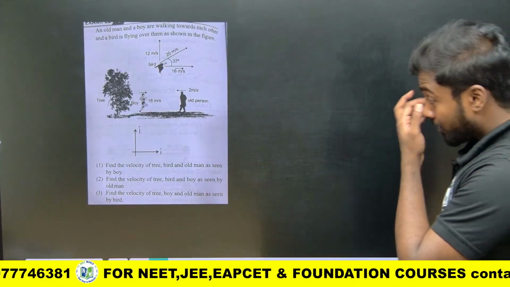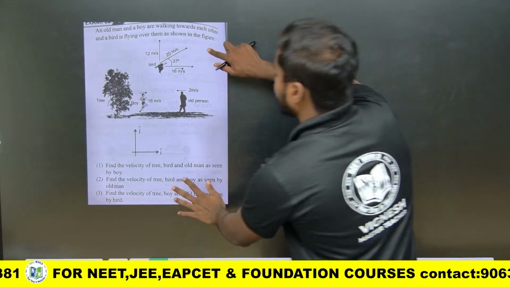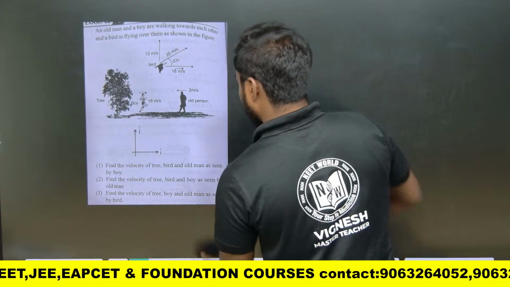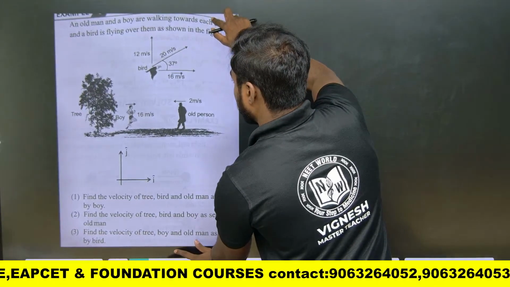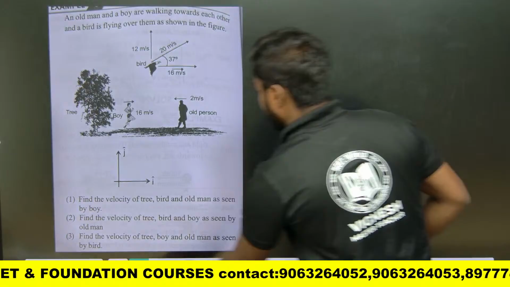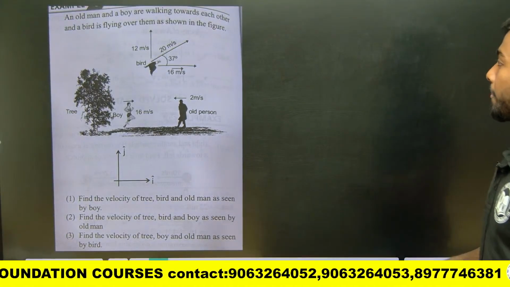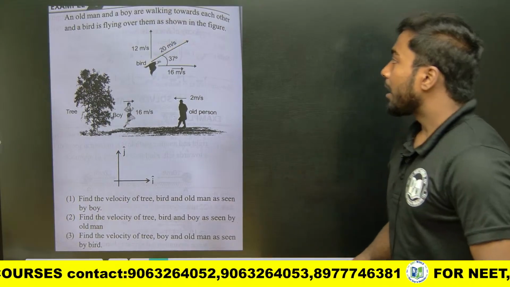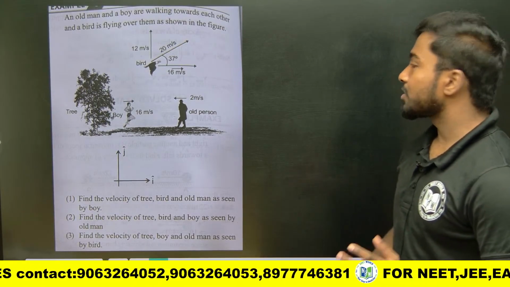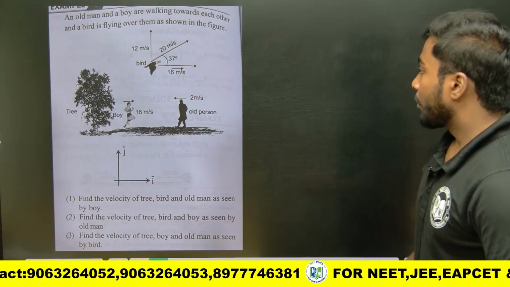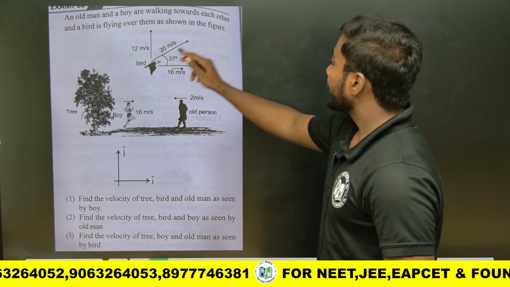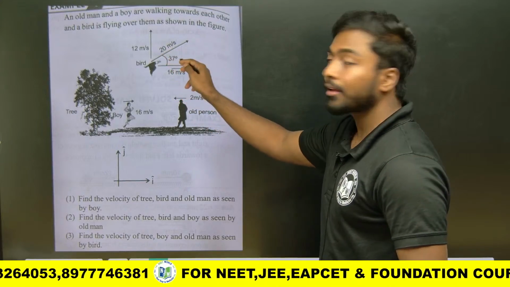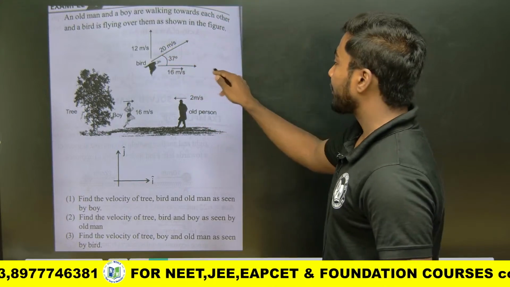This is the next question. I'll zoom it. Okay, now it's visible, I guess. An old man and a boy are walking towards each other and a bird is flying over them as shown in the figure. So a bird is flying in the xy plane. They have taken the components also, like 37 degrees, it's flying with respect to the x axis.